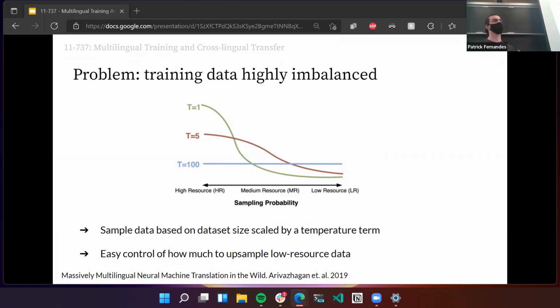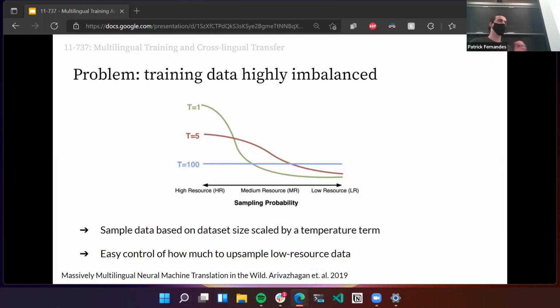What you want in this case is something in the middle, because as I said, if you do temperature 1, you're probably going to have a model that doesn't learn at all to translate the low resource. If you have a very high temperature, your model is probably going to lose not only a lot of performance on the high resource, but might not even learn the low resource because it cannot leverage information from the high resource languages as well.